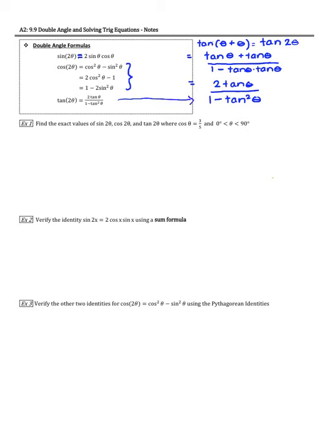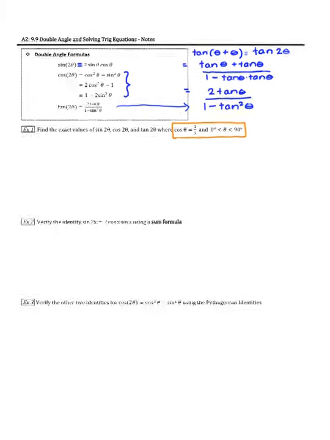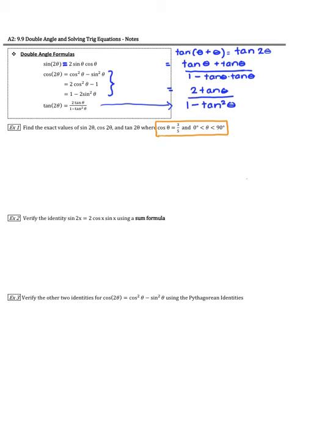All right, let's look at one of the uses of these. It asks us again to find the exact values of sine 2 theta, cosine 2 theta, and tan 2 theta when you are given this information. Just like in the examples we did in the other video, this information is how you would set up your triangle, one of your bow ties. So let's go ahead and do that first.